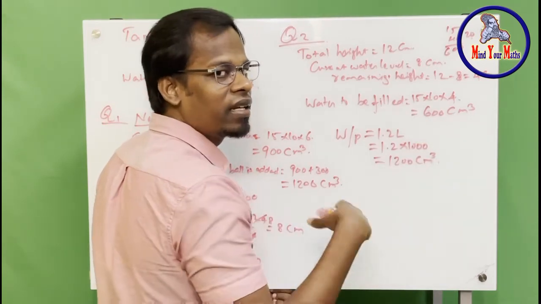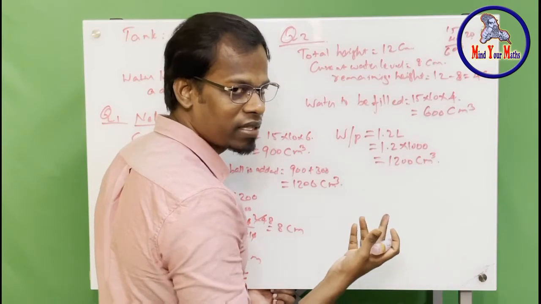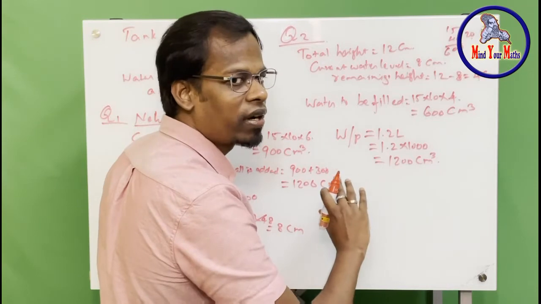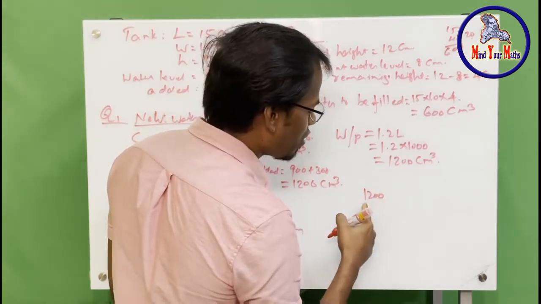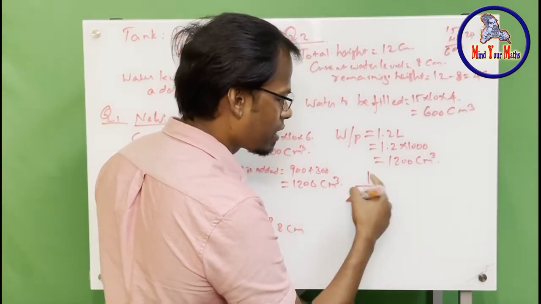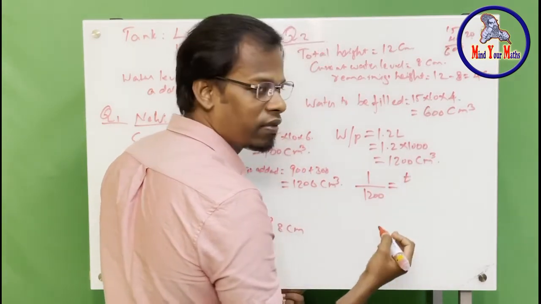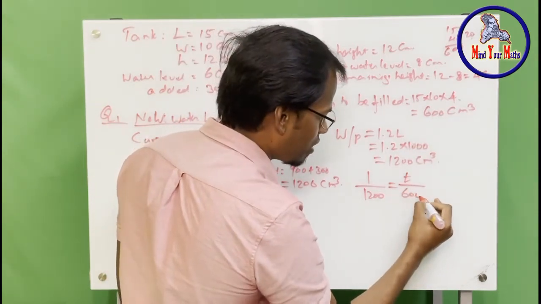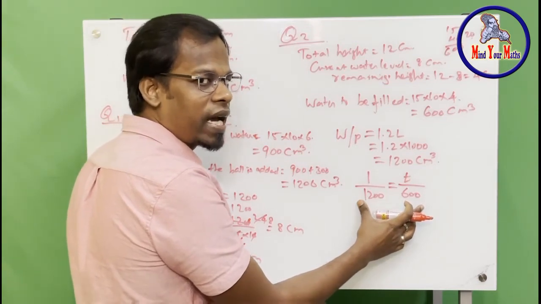So it is a direct proportion. You know the direct proportion and indirect proportion, right? So for the direct proportion, the divisions are equal. What it means is that, see, 1200 cubic centimeter takes 1 minute, so 1 minute is equal to whatever time we need for filling 600 cubic centimeter. So that is what we are going to find. So this is the equation for the direct proportion.